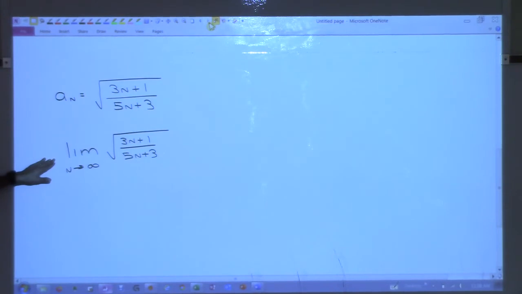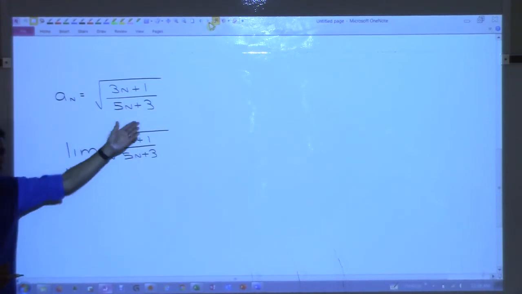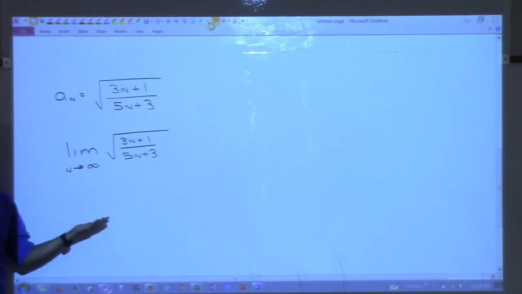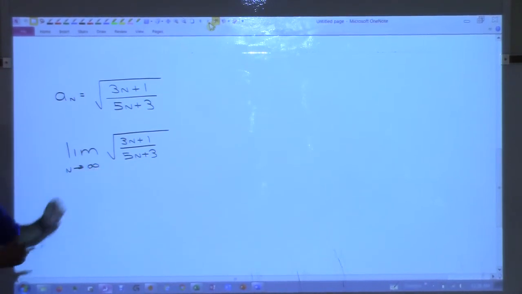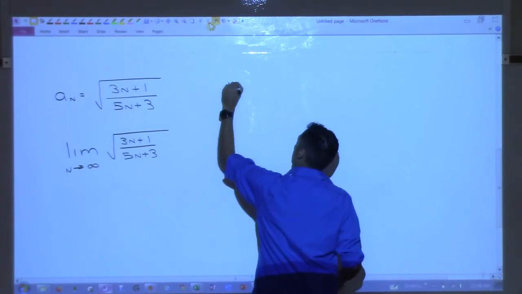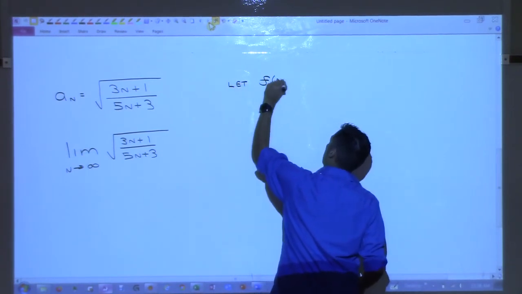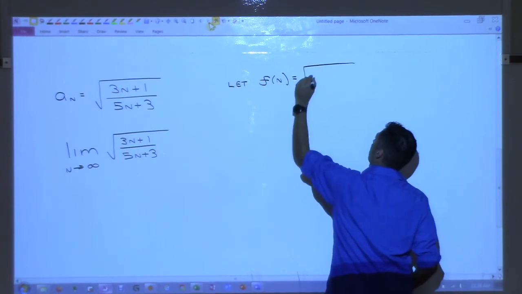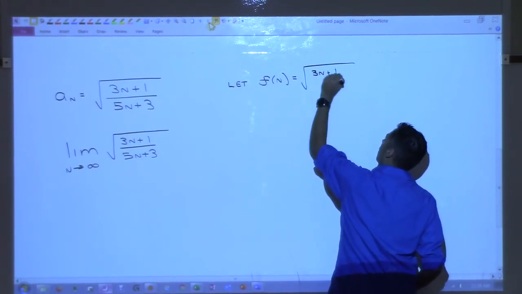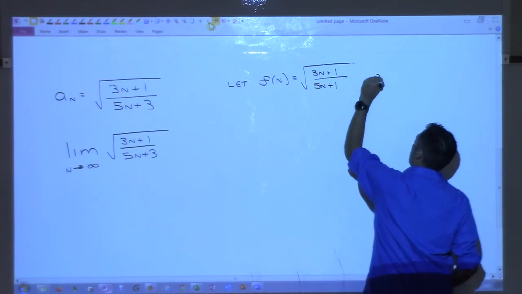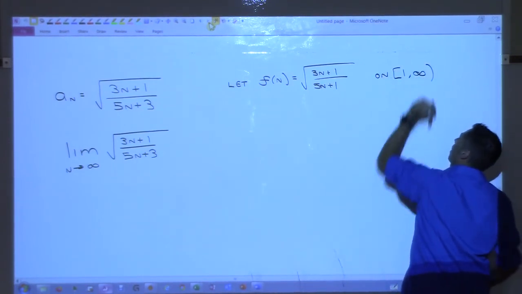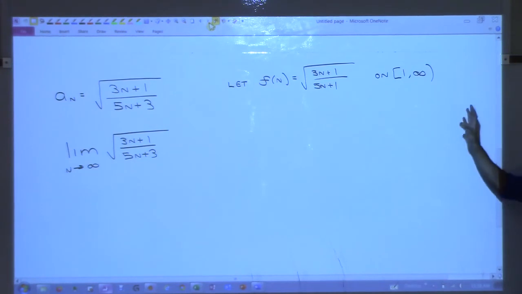So we can't use any L'Hopital until we explicitly state we're going to look at this as a continuous function first. But right now we have infinity over infinity square root, right? We don't know. But infinity over infinity is actually a good thing to see because we do have L'Hopital. We just have to state it real quick. So we're going to say let f of n equal that function, right? On this closed interval.